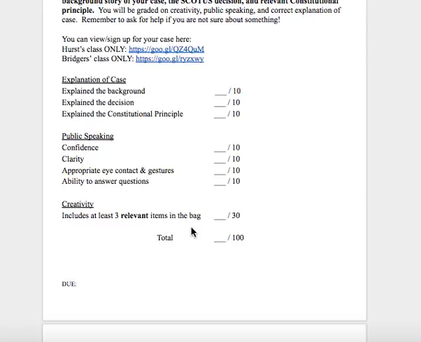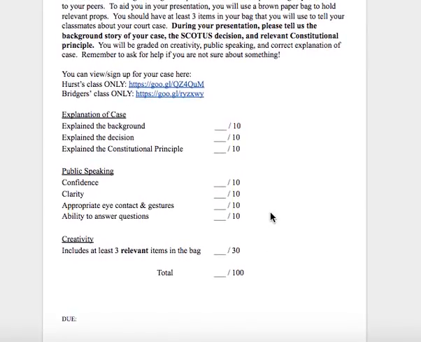The highest grade that you can get without 3 props is a 70, and that means the rest of your case has to be perfect. Okay, so this is the explanation of your rubric. If you have any questions, please ask.